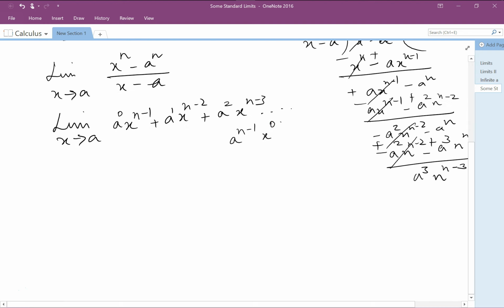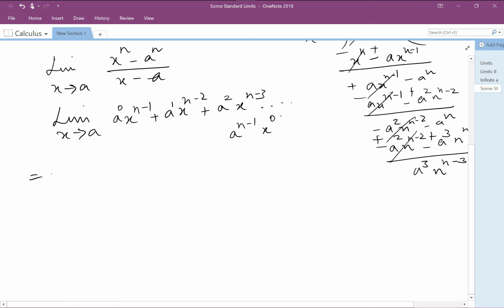So now again let's take the limit. When you take the limit, what will happen? x will become a. So a to the power of 0, a to the power of n minus 1, plus a to the power of 1, a to the power of n minus 2, plus a to the power of 2, a to the power of n minus 3. Finally it will become a to the power of n minus 1, a to the power of 0.